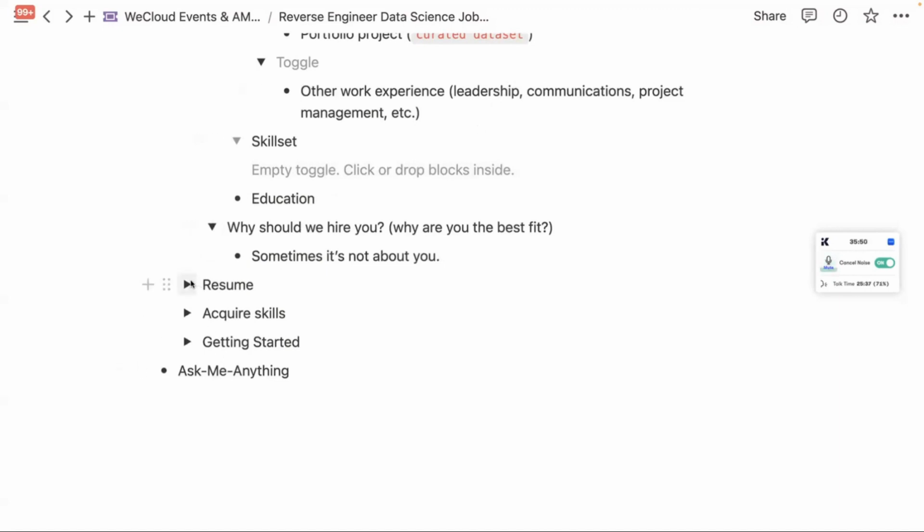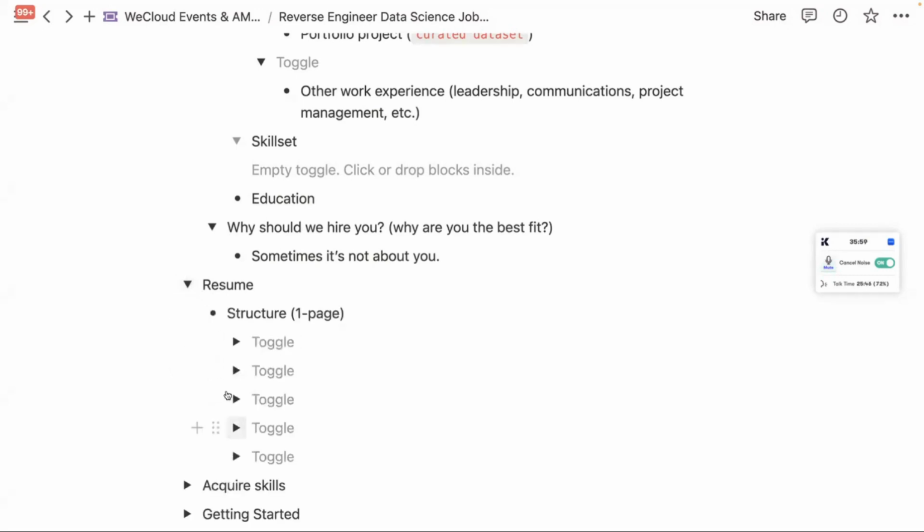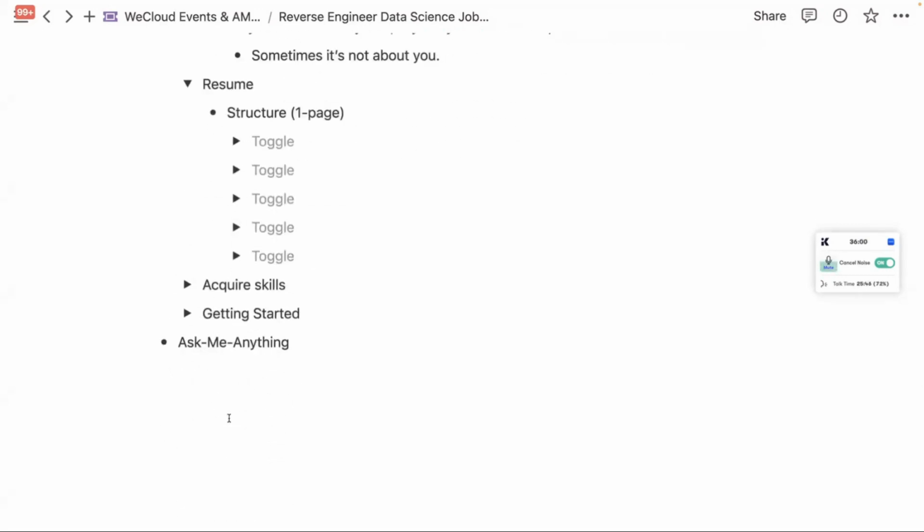Okay. All right, let's go backwards. But how do you even get this interview? Right? You need a strong resume. So it's important to understand what goes on your resume. First of all, I think structure is very important. So one page is never wrong, right?